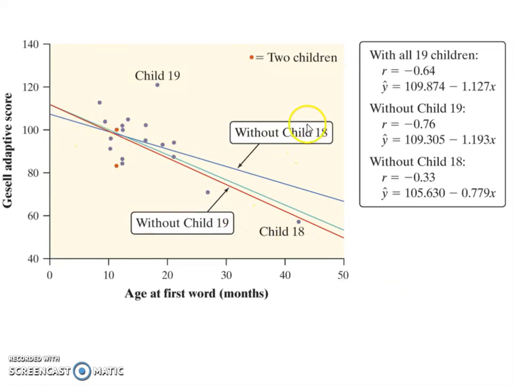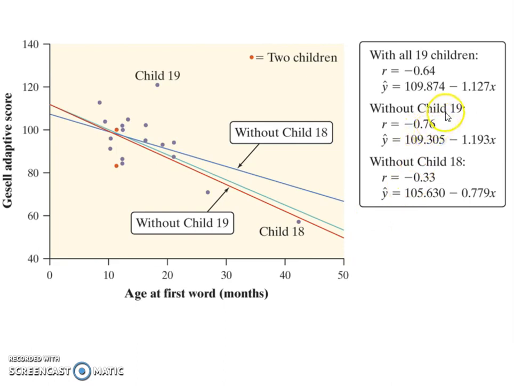So with all of the info, with all of the children, this, I don't know what you want to call it, blue? Sure, this middle blue line is our line of best fit. When we take out child 18, way down here, look what happens. Look how much the line has changed. It's no longer following that linear pattern. And you can see your R has gone from being moderately negative to, I'd say, a weak negative. Right? 0.33 is not very strong.